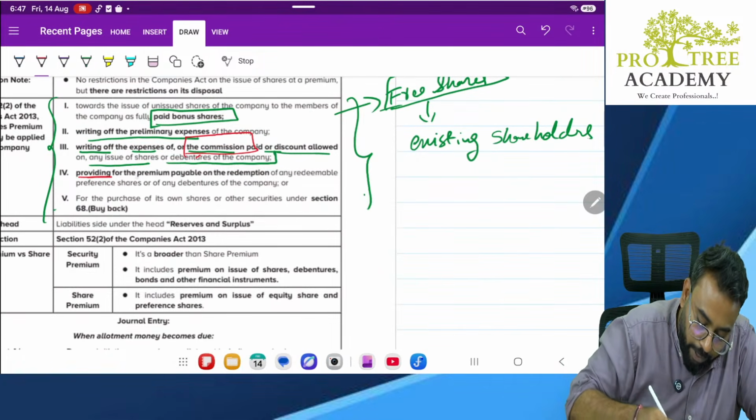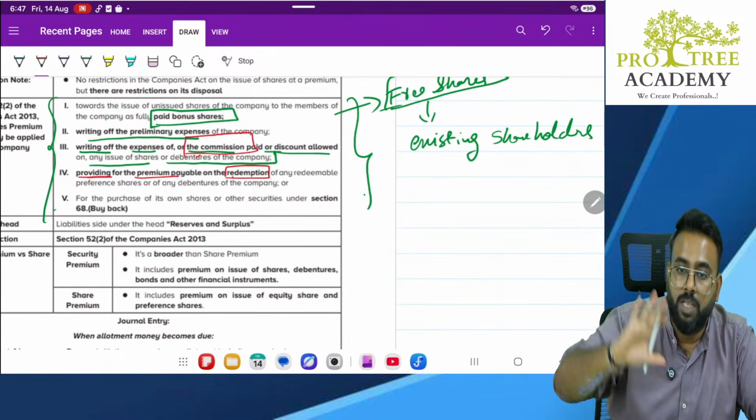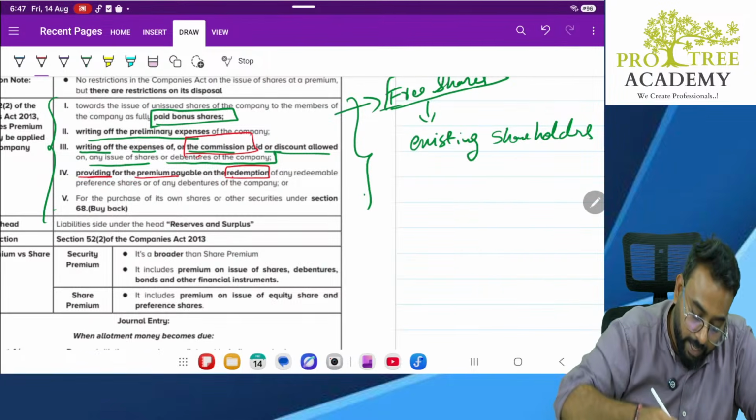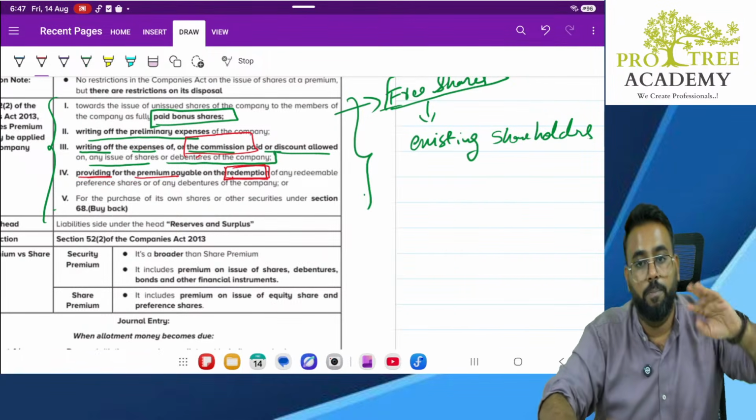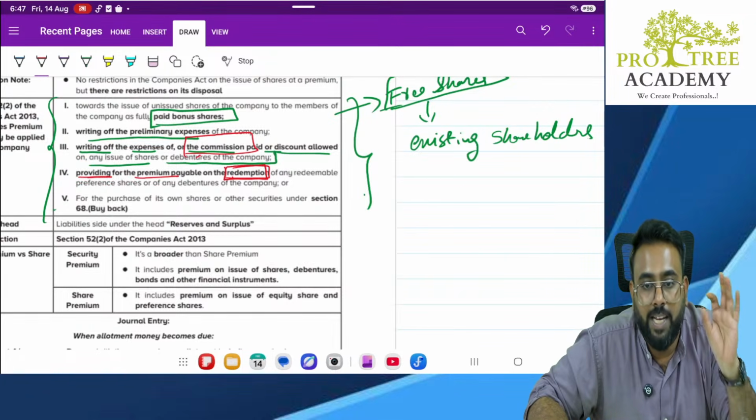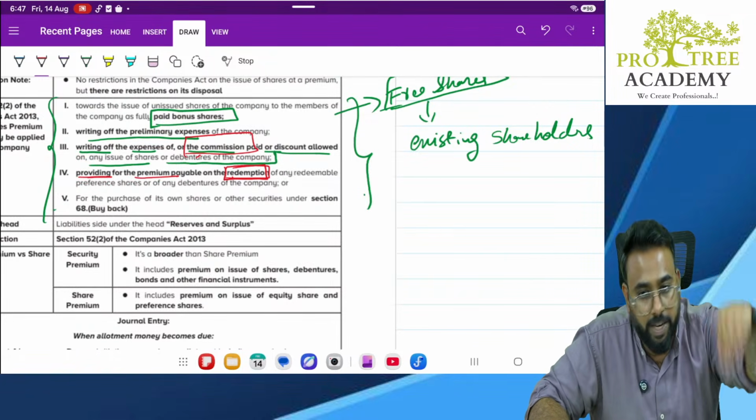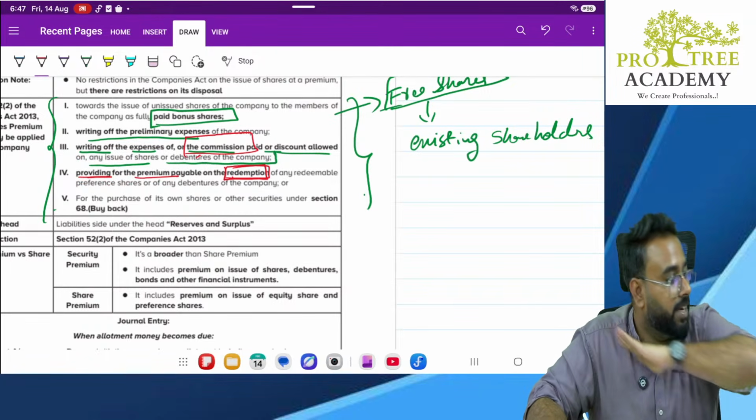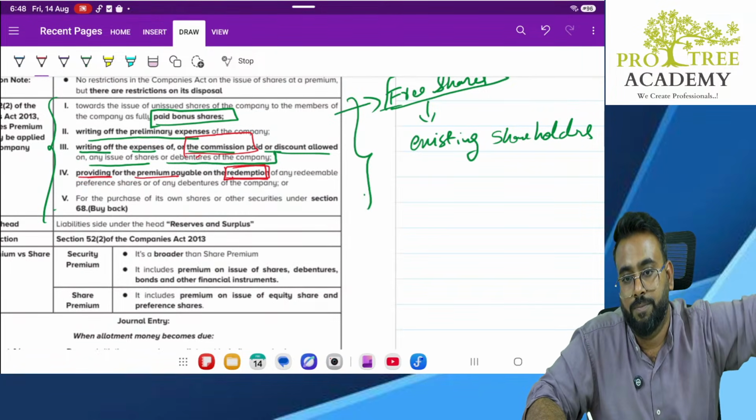Providing for premium payable on redemption. This concept will come in this chapter only. Redemption is a word used. If you remember our first class on this chapter, I told you equity share capital is like a Tirupati hundi. Once you put the money, it is there only. It will never come back. It will come back when the entire company gets closed.